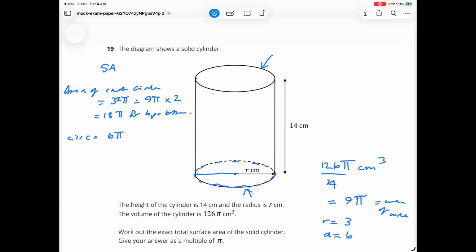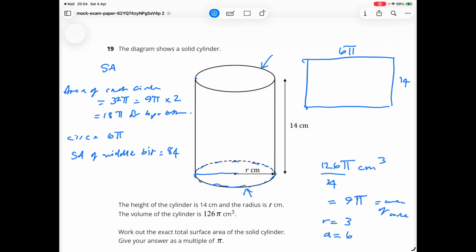Therefore, the surface area of that kind of rectangle, if we opened up the Coke can, as it were, we'd get 14 times 6 pi. 14 times 6 is 84, so it's 84 pi. So the surface area of the middle bit equals 84 pi.